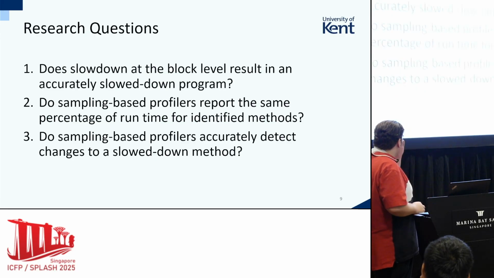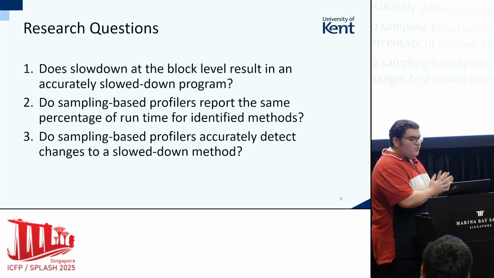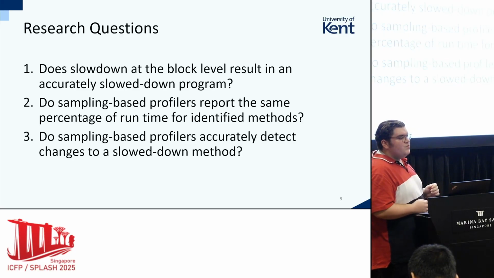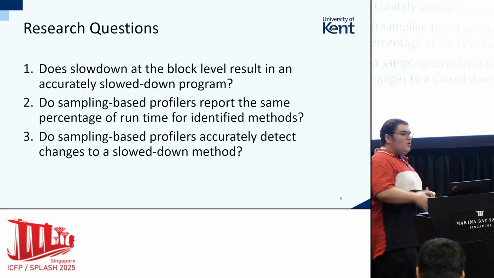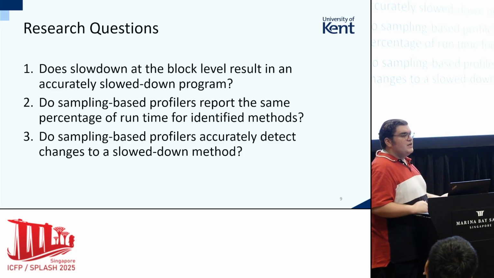The research questions we had in the paper were the following. Does slowdown at a block level result in accurately slowed down programs? So this is a test on whether or not we can actually achieve and target slowdown. We chose 3 target slowdowns of 50%, 100%, and 150%.